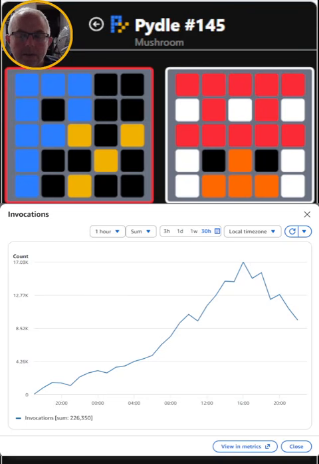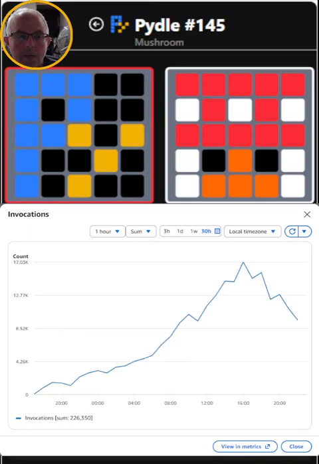Look at the graph of invocations of Pydle. It's gone from very little to 17,000 per hour. So I'm very grateful for those playing Pydle. Really interested to know where you found out about Pydle.